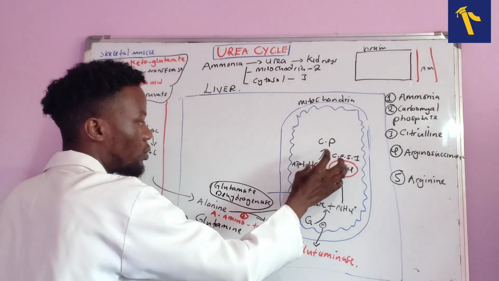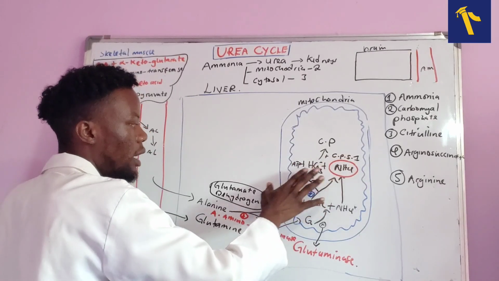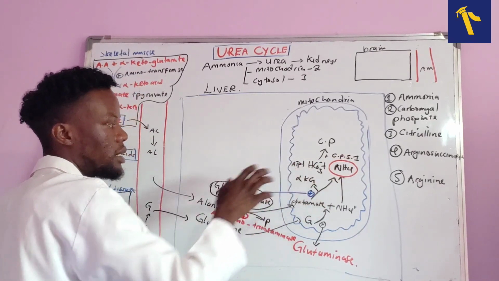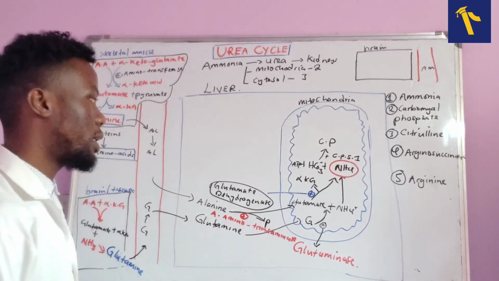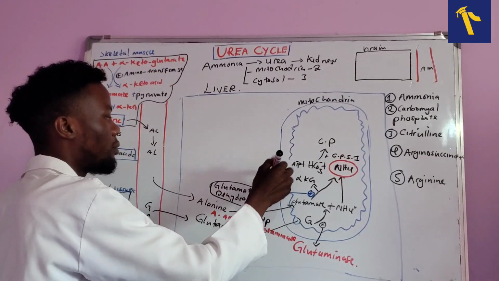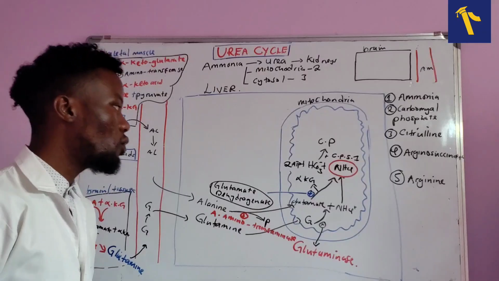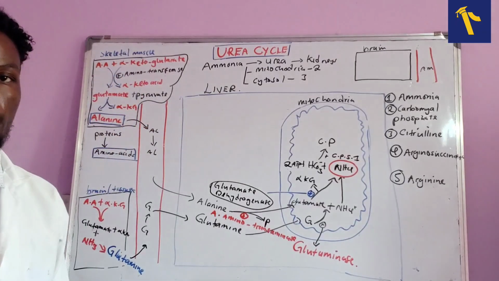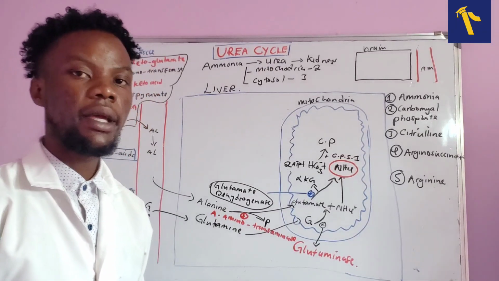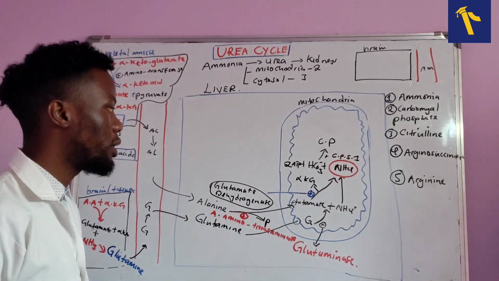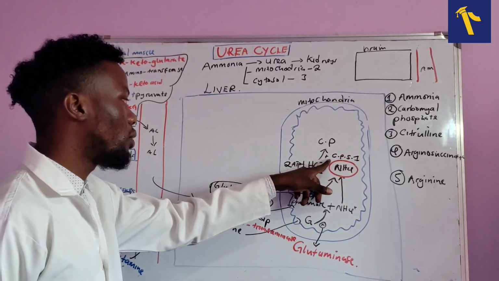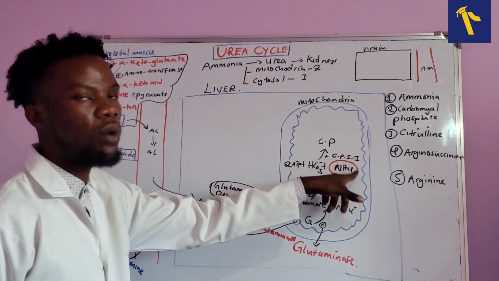This is the enzyme that's going to catalyze this reaction in the presence of ATP. And how many ATP are there? There has to be 2 ATP that are going to be used up here. So 2 ATP are going to be used so that we can have carbamoyl phosphate. And the enzyme that's going to catalyze this reaction is carbamoyl phosphate synthetase 1.